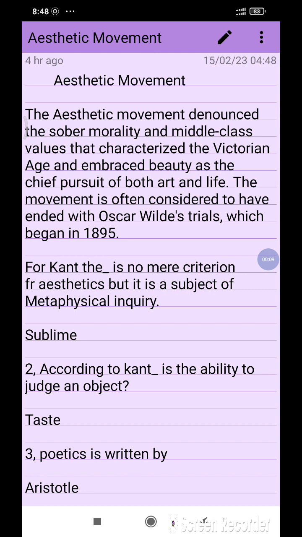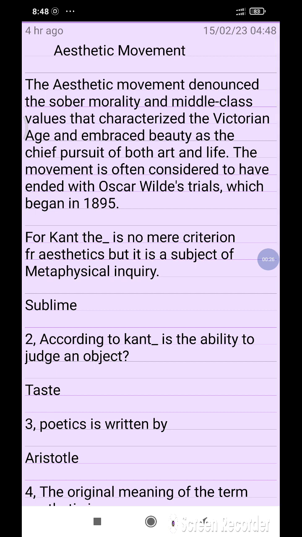Today I'm going to discuss the most important movement of the English literature period, the aesthetic movement. The aesthetic movement denounced the sober morality and middle class values that characterized the Victorian age and embraced beauty as the chief pursuit of both art and life. The movement is often considered to have ended with the Oscar Wilde trial, which began in 1895.